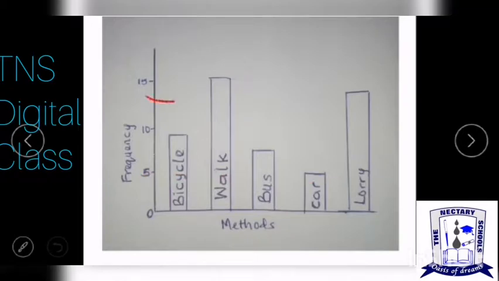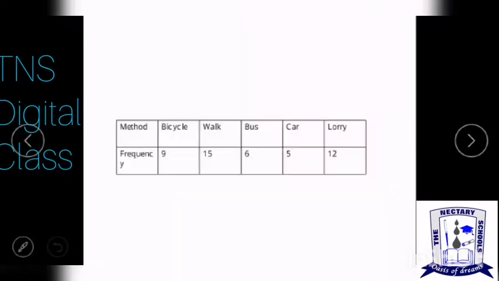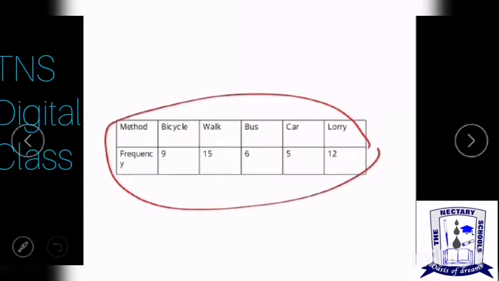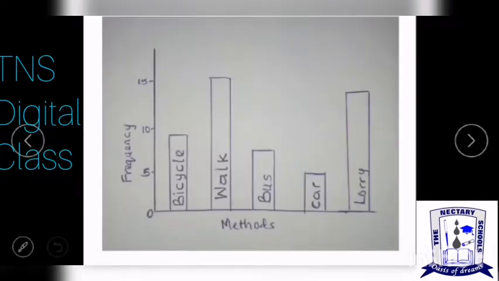And 12 students go by what? By lorry. Don't mind the pen, the hand is not straight. But you can use your hand as well to trace it out. 12 should be somewhere here. And that is why the length of it is there. That is the solution to the question. This is the frequency table, and this is the bar chart to represent the data on the frequency table.